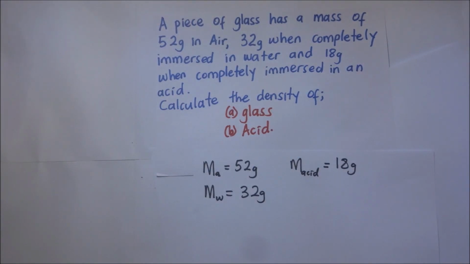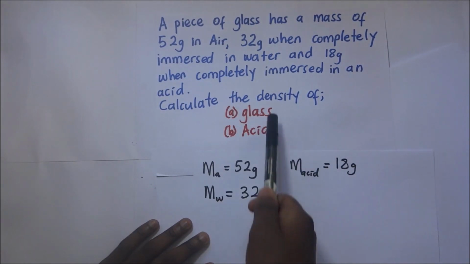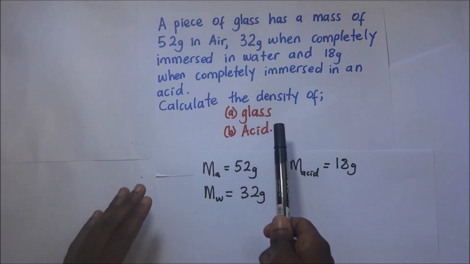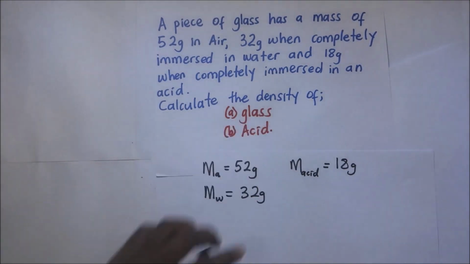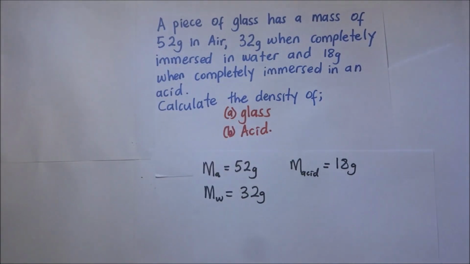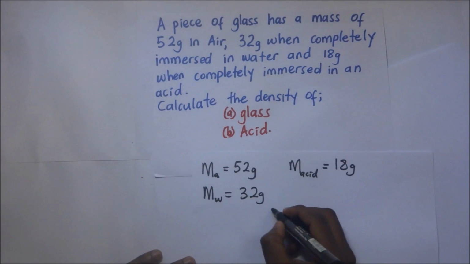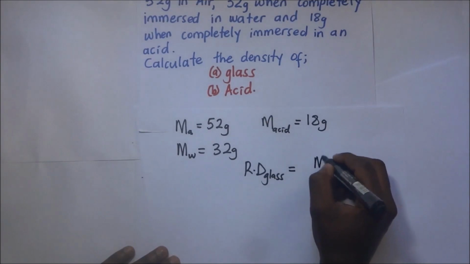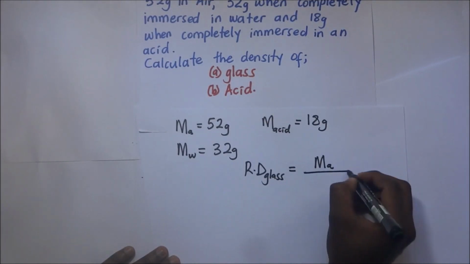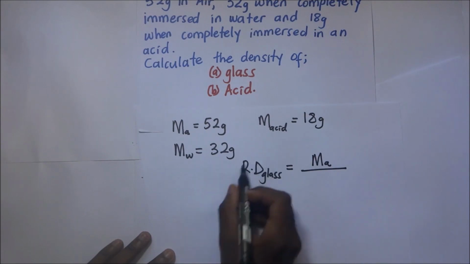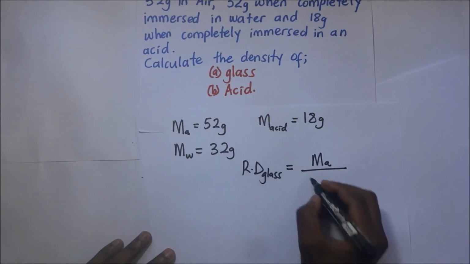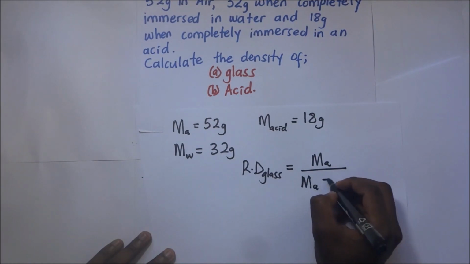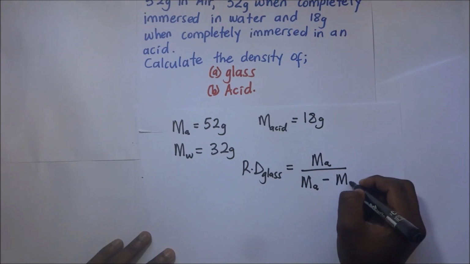So of course, for us to be able to calculate the density of the glass, we are going to first find the relative density of the glass. After finding the relative density of the glass, we multiply that relative density by the density of water, and we will be able to find the density of the glass. So we get started. How do we find the relative density of the glass? The relative density of the glass is given by the mass of the glass when it is in air, divided by the apparent loss in mass of the glass, which is given by the mass of the glass when it is in air minus the mass when it is in water.